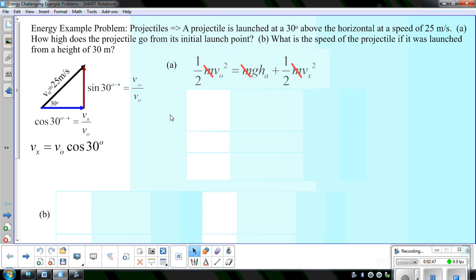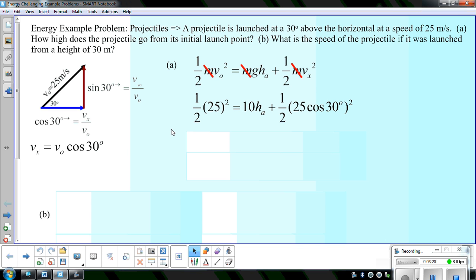At the top of the path, there's gravitational potential energy because it's now higher than it was before. And don't forget, it's now moving in the x direction only at the very top of the path. So your energy at the top is gravitational and kinetic because of that x velocity. So again, I've already got the red marks in there that mass cancels out. If we had the mass, we could put it in. In this case, it doesn't give us the mass and we don't need it.